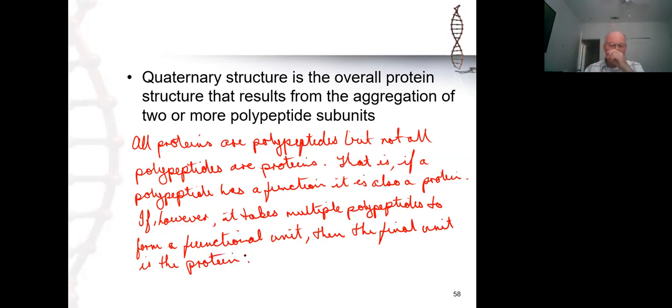So this is how we differentiate between polypeptides and proteins. If the polypeptide has its own function, then it is in its final folded form at the tertiary level, and it's also a protein. But if you have to combine multiple folded polypeptides together to form a functional unit, then the final functional unit is the protein, and the individual polypeptides are the components of that protein, even in their final form. But this is where the quaternary structure comes in.